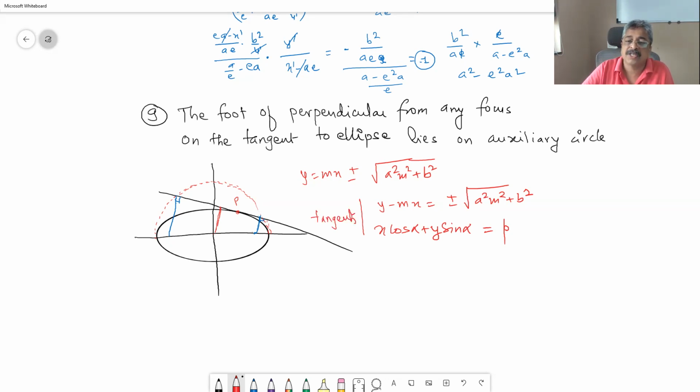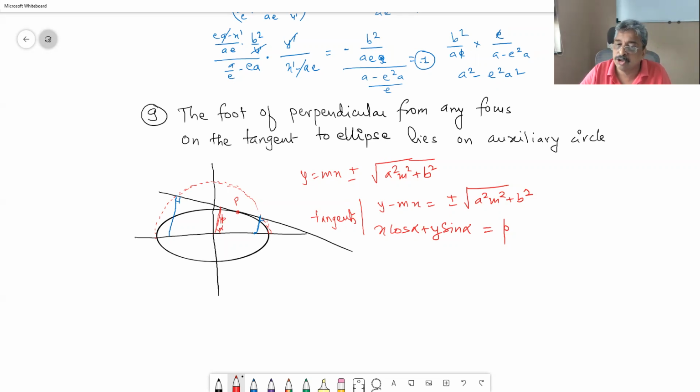What is this cos alpha sin alpha business here? This is angle alpha, the angle of the normal perpendicular to the given line from the origin. So x cos alpha plus y sin alpha is equal to p. This distance is small p. That is what this form is.